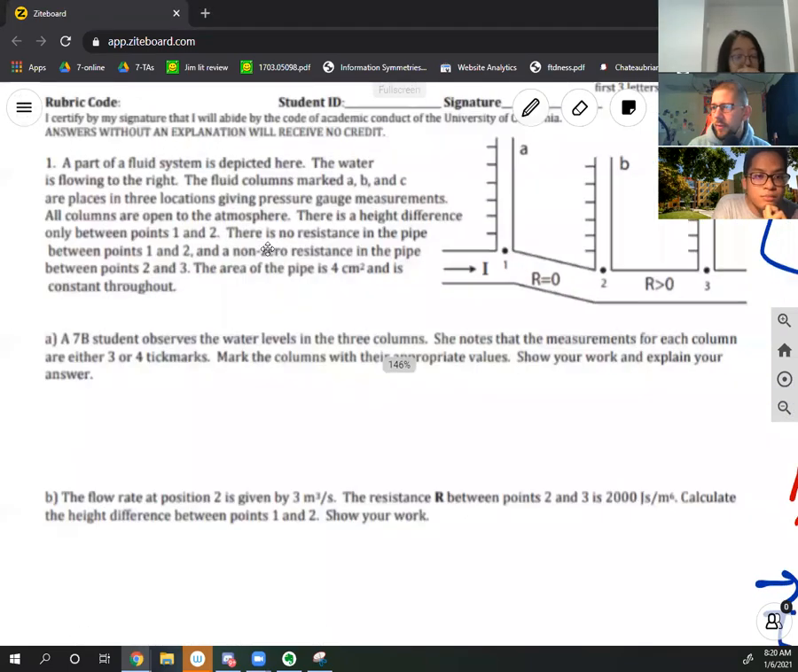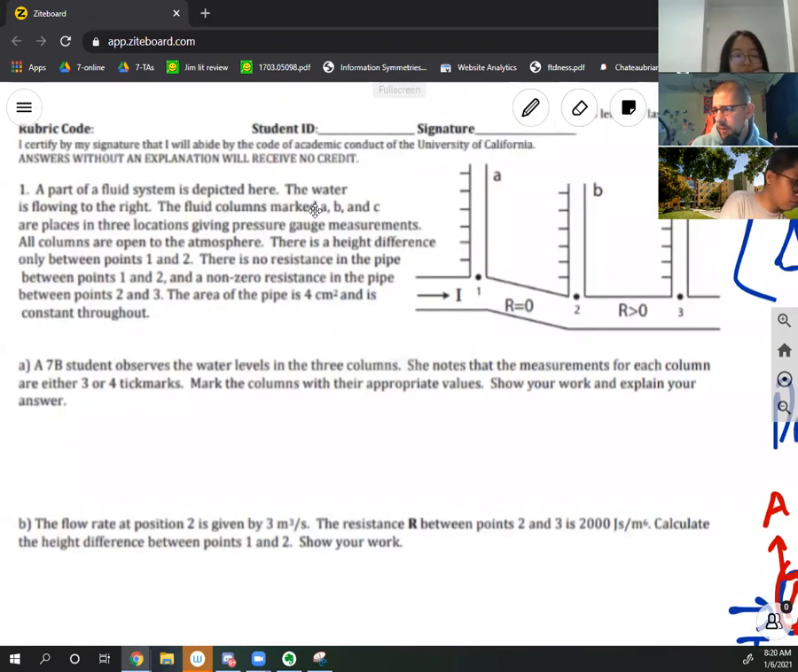So, read the thing first. A part of a fluid system is depicted here. The water is flowing to the right. Okay, it is water, nice. The fluid columns marked A, B, and C are placed in 3 locations giving pressure gauge measurements.